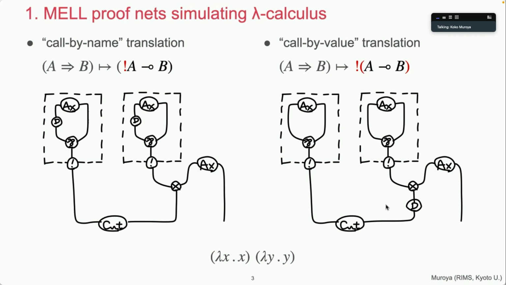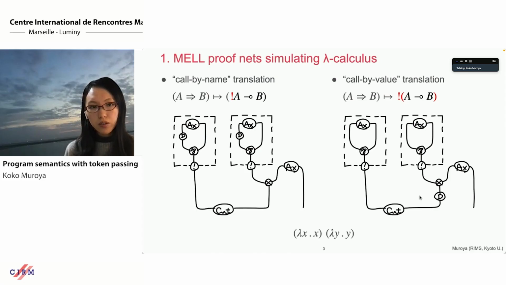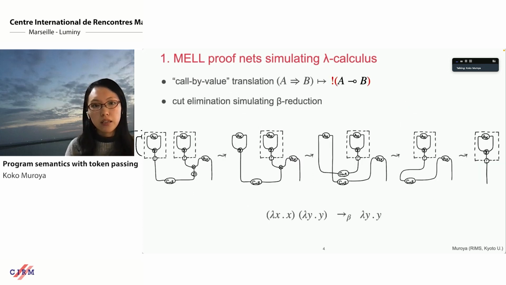Right, and in this winter school, you've seen the call by name translation, but today I'm going to use the call by value translation for some reasons. Once you translate a lambda term into a proofnet, you can further simulate computation using cut elimination. Namely, you can simulate beta reduction of lambda terms using cut elimination steps.